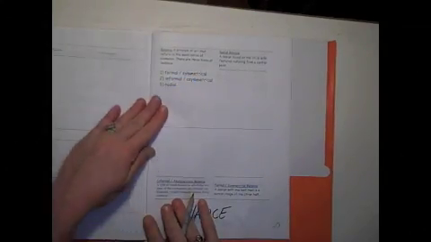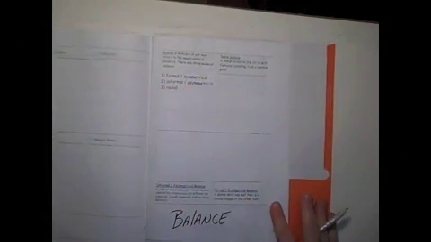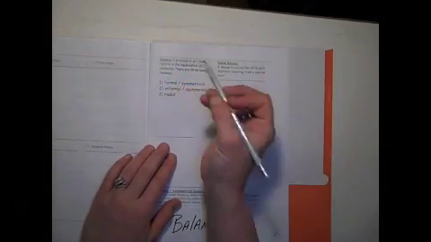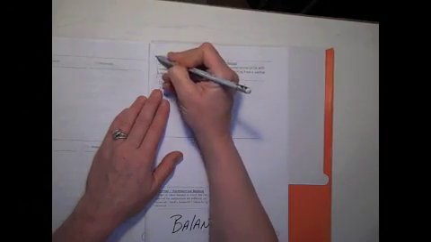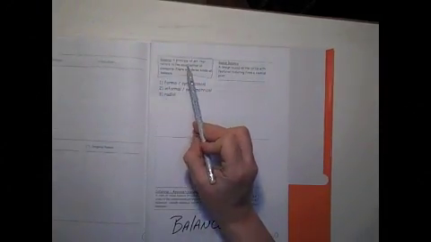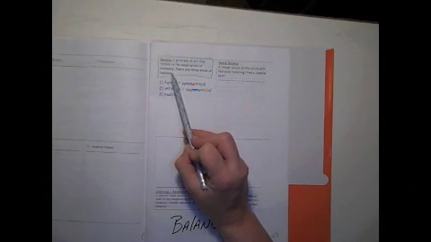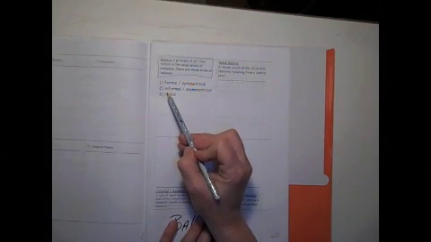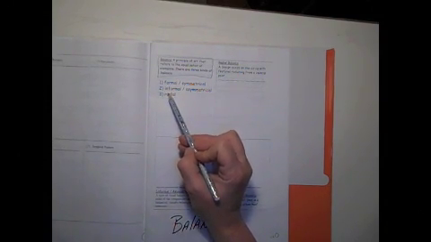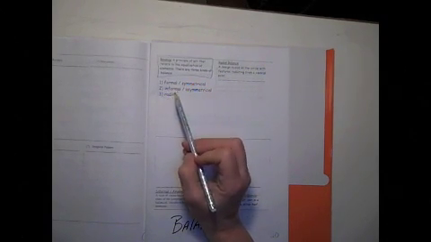So turn to the page on balance. And the definition for balance, go ahead and put a rectangle around the definition for balance. Balance is a principle of art that refers to the equalization of the elements. There are three kinds of balance: formal symmetrical, informal asymmetrical, or radial balance.